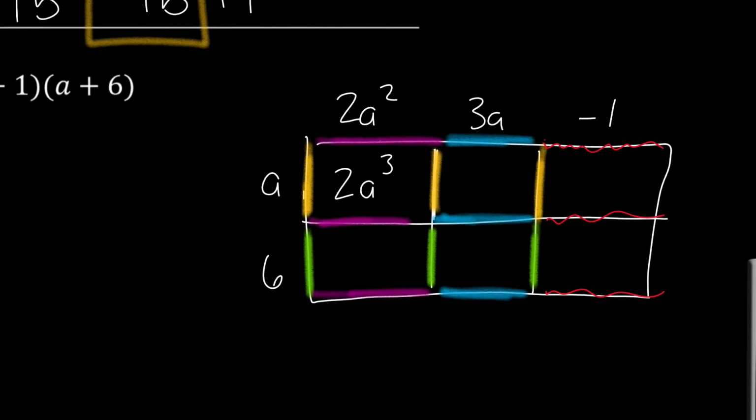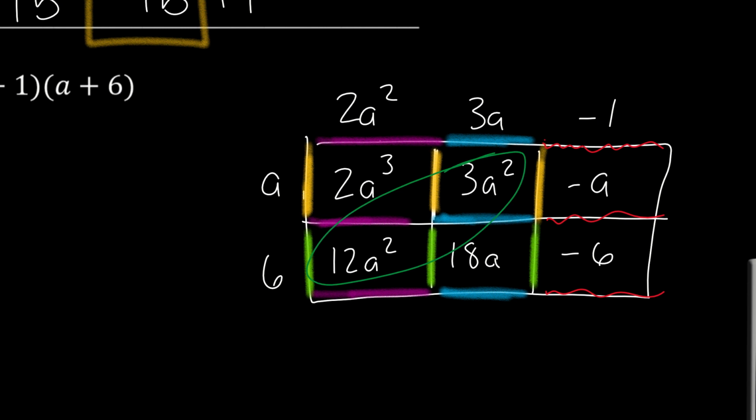This again, a times 3a is 3a squared. A times negative 1 is a negative a. 6 times a squared is 12a squared. 6 times 3a is 18a. And then 6 times negative 1 is negative 6. So where are my like terms? They are here. They are here. I have like terms, right? On these diagonals. These are like terms, so I can combine those.